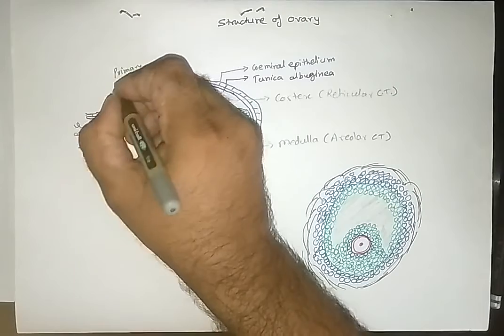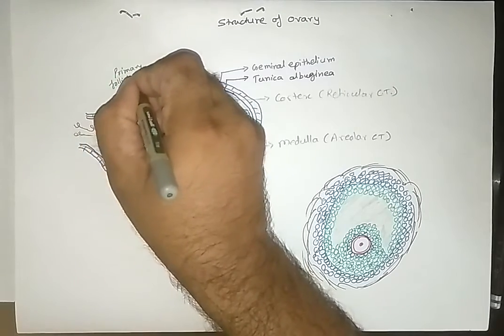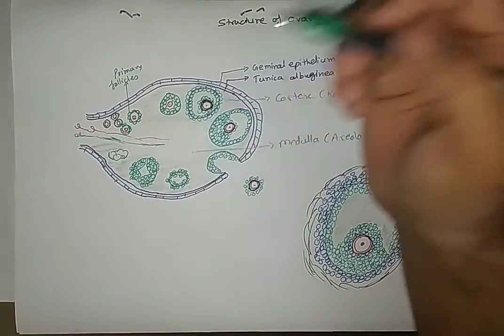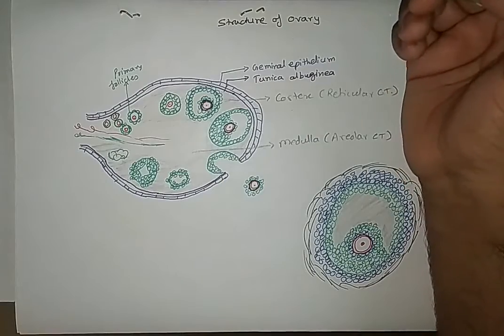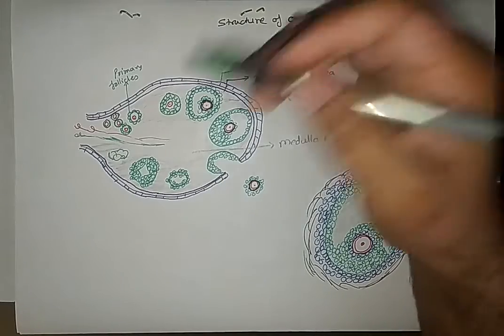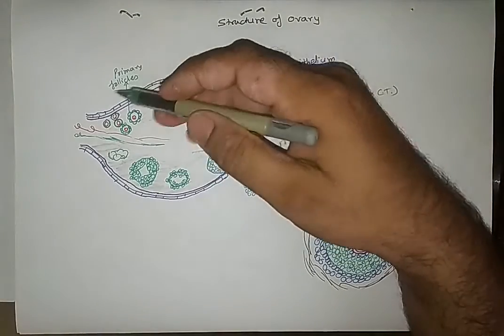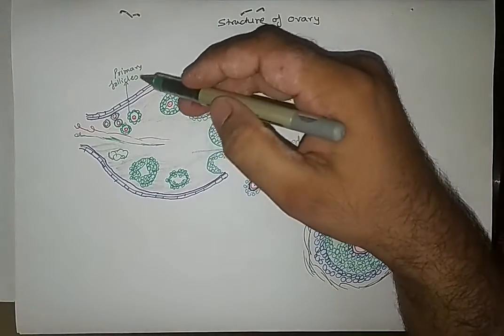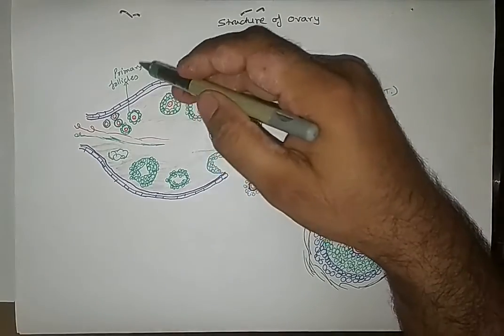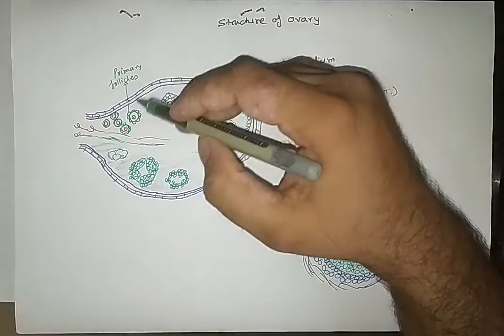These primary follicles are formed at the time of birth, and they are arrested in meiosis 1, that is the prophase of meiosis 1.